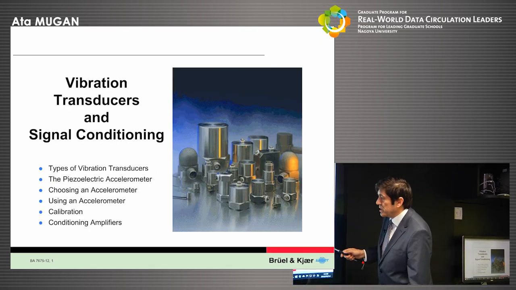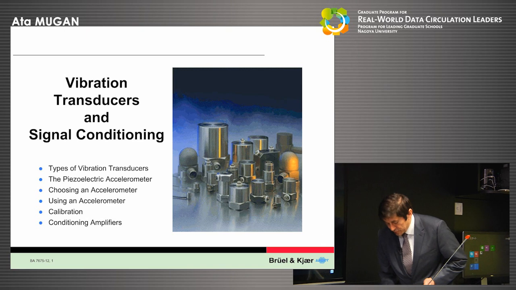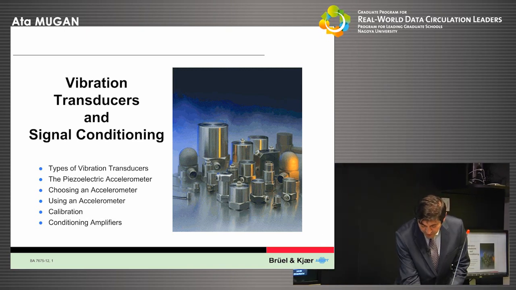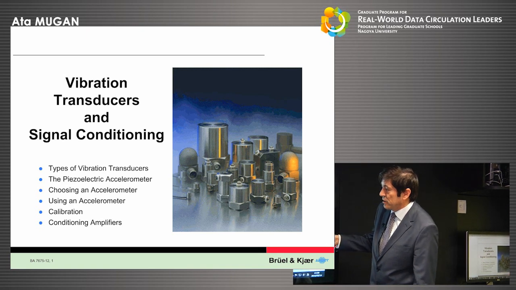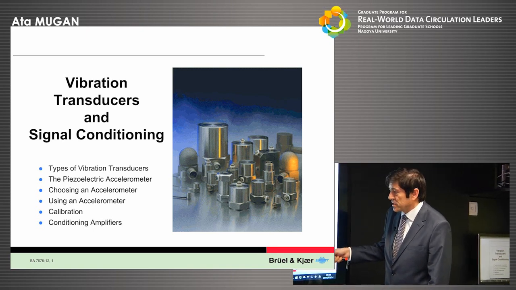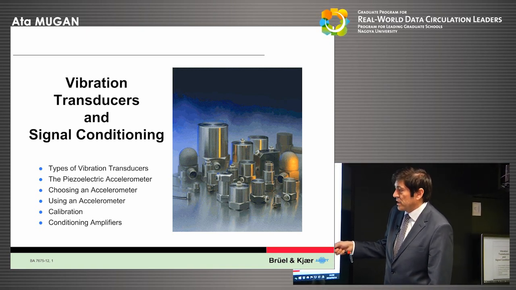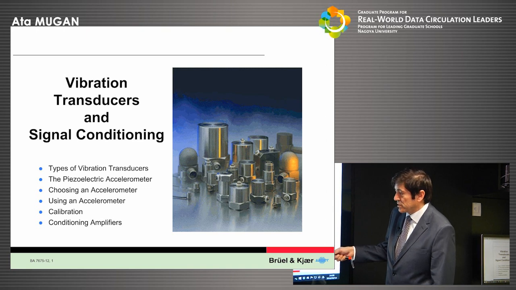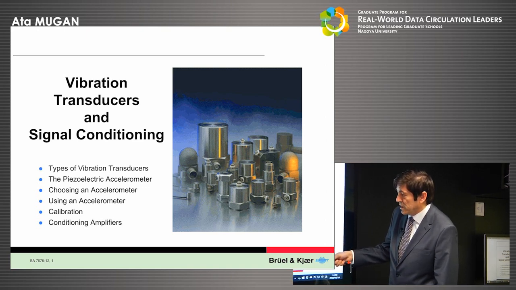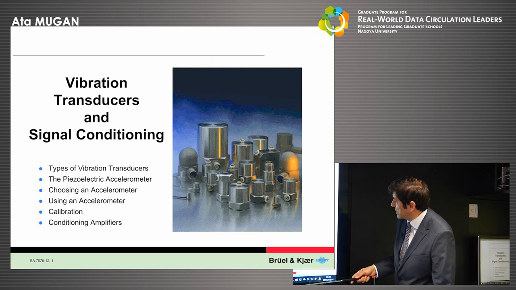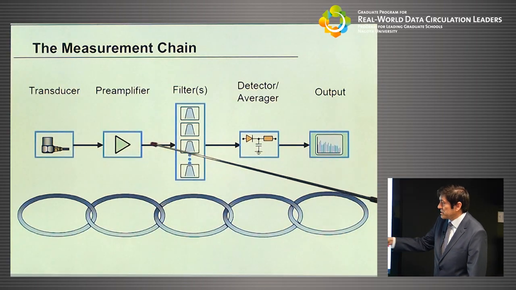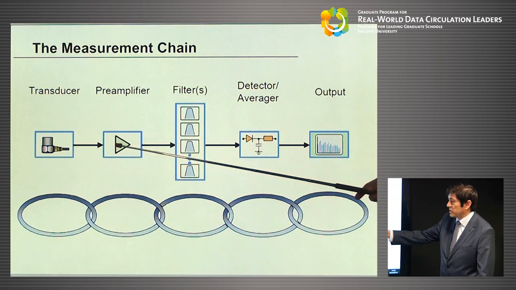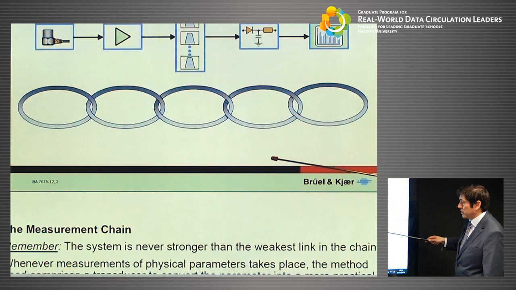When we make measurements, we use transducers. These are vibration transducers, piezoelectric accelerometers. How to choose them and how to use them is important. These are the steps in an experimental study on vibrations.